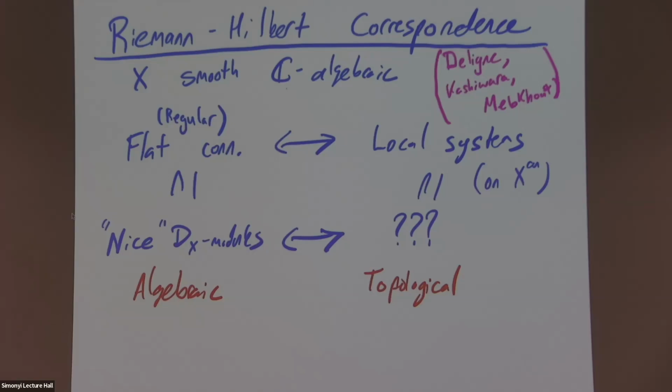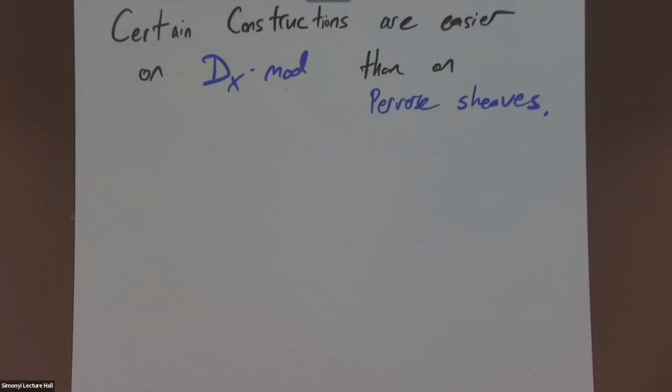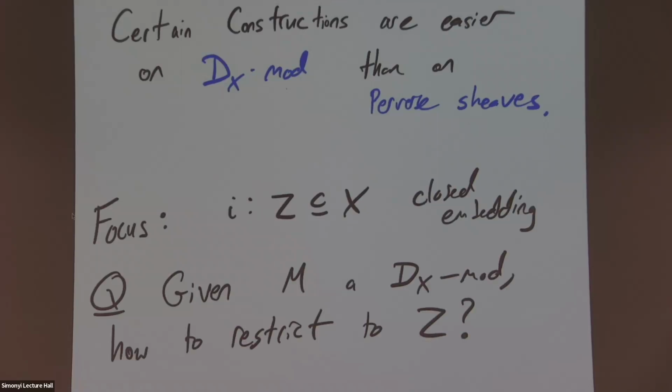We can think of D_X modules as algebraic objects, although really you might think that they have more of a topological flavor, because this has an answer, and the answer is perverse sheaves, which I'm not going to define. But all I really want to stress on this slide is that there are two sides to this story, the D module side and the topological side. Certain constructions are easier in the D module category, and certain ones are easier in the topological category. I'll present one which is probably easier in the topological category, but we're going to do it in the D module world.